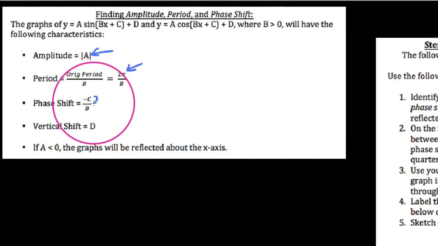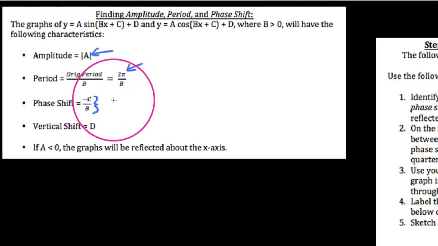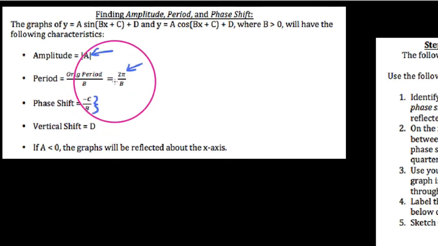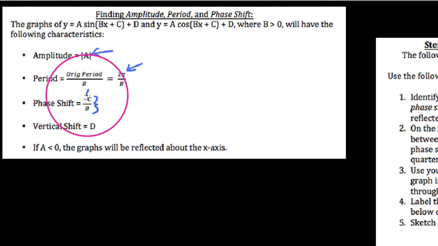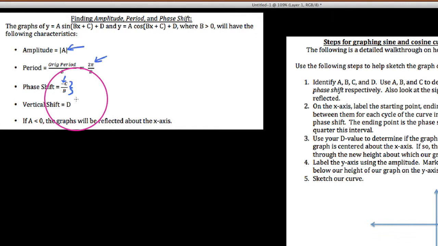Its phase shift, we pointed out in the last video here, it's equal to negative c over b. Okay, so this c value is in control of horizontal translation, but it is dishonest. That's why we put this negative out front here, to kind of keep it honest. We say the vertical shift, or vertical translation, is just d here, okay? And then we say if a is negative, then the graph's going to be reflected about the x-axis.